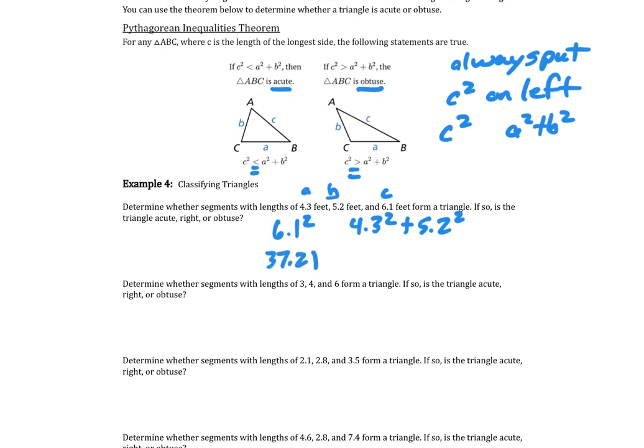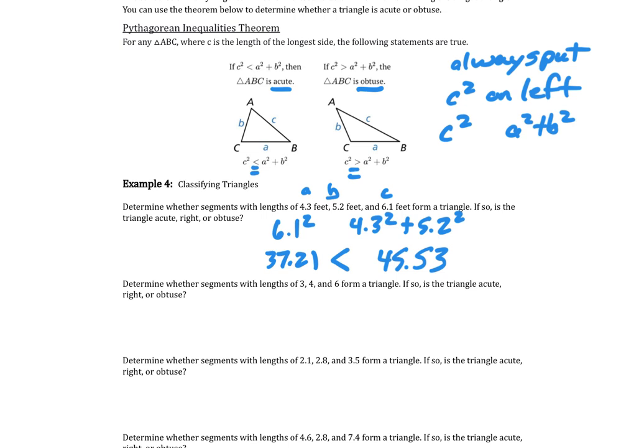And then over here, you should be able to just type this all in at once in your calculator. 4.3 squared plus 5.2 squared. You shouldn't have to separate those. You should be able to do it all at once. Okay, what do we get there? 45.53. Okay. And then all we have to do is compare them. 37.21 is smaller or less than 45.53.